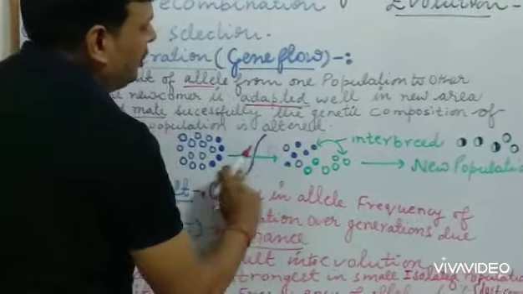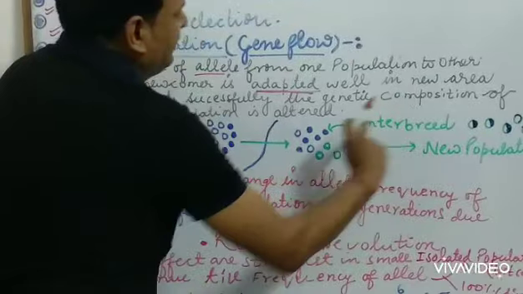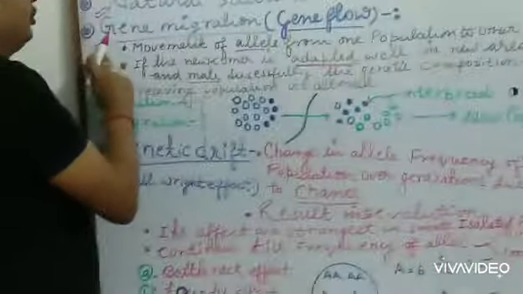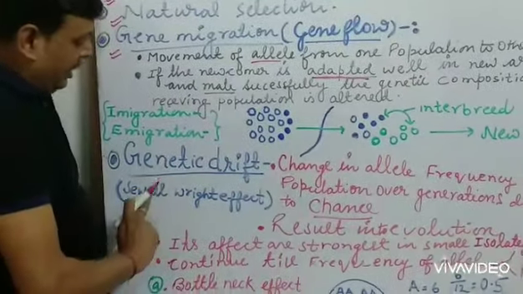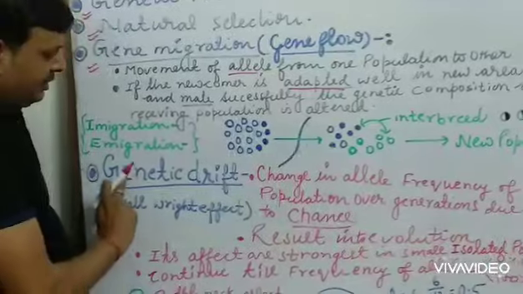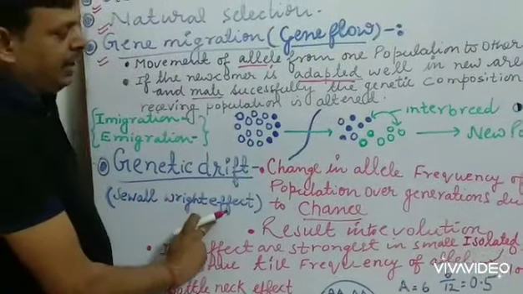So this concept in the development of new species and new varieties, known as gene migration, is also responsible for evolution. And another factor is genetic drift, which is also known as the Sewall-Wright effect, named after the scientist.